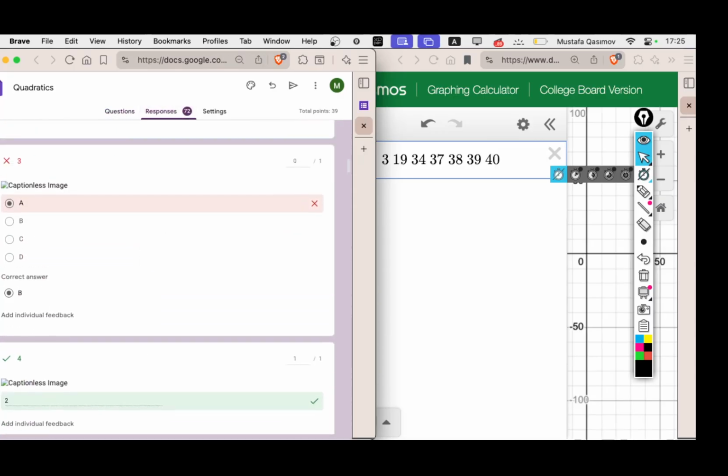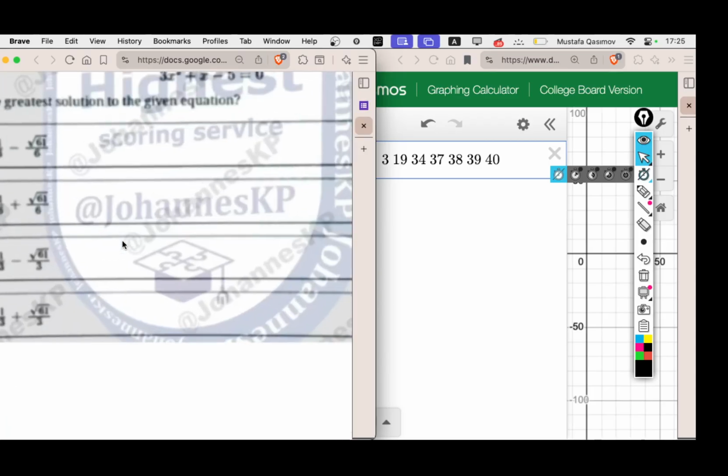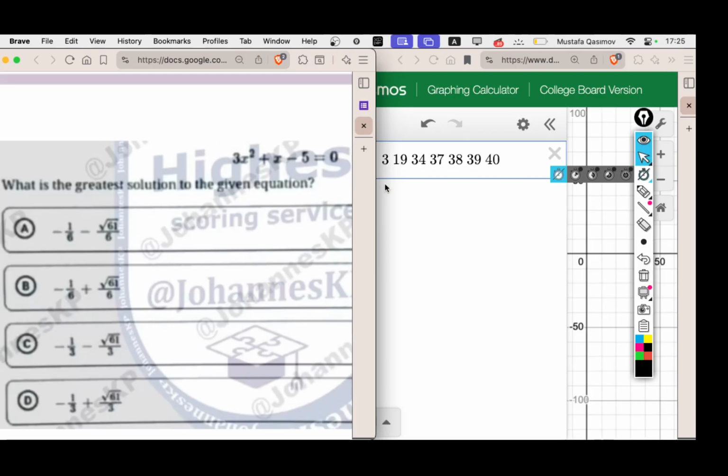What did you write to three? Let me look. Okay, you wrote A, but the answer is B. I think I pressed the wrong button, up button. If I remember, it was B. A is also correct, by the way, but I said greatest. That's why B is the answer. Yeah, yeah, yeah.